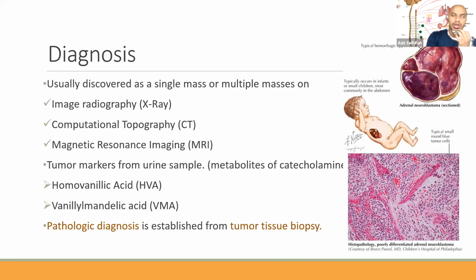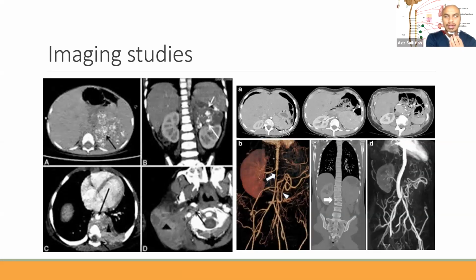But the important part is the pathologic diagnosis. The only way to diagnose this condition is from tumor tissue obtained from a biopsy of the mass. Okay, next. And these are the imaging studies. You can see from the sections of CT scan, also X-ray. Next.